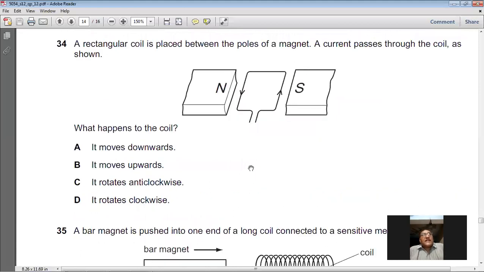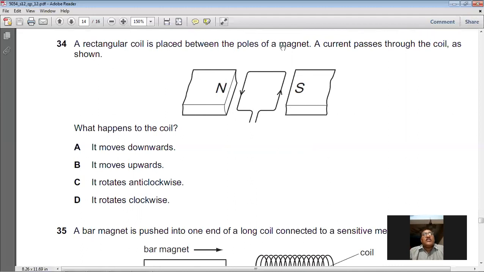A rectangular coil is placed between the poles of a magnet. A current passes through the coil as shown. What happens to the coil? You can apply the left-hand rule here. On the left side of the coil, the current is coming towards me, and the magnetic field is going from north to south. My thumb is pointing upward, so on this side the force will be in the upward direction. On the other side, obviously, the force will be in the downward direction.